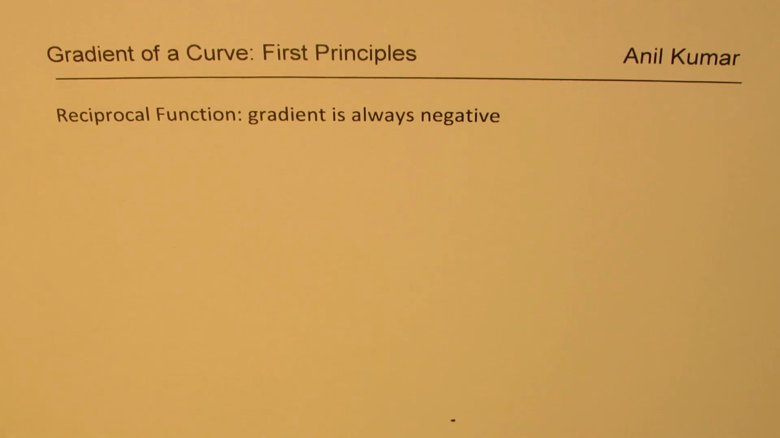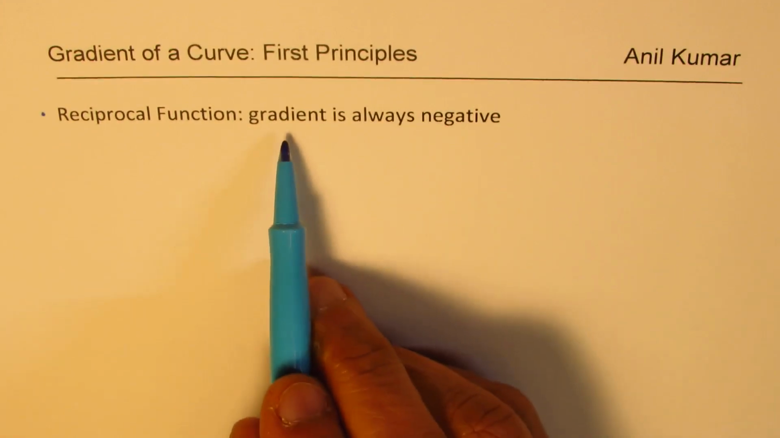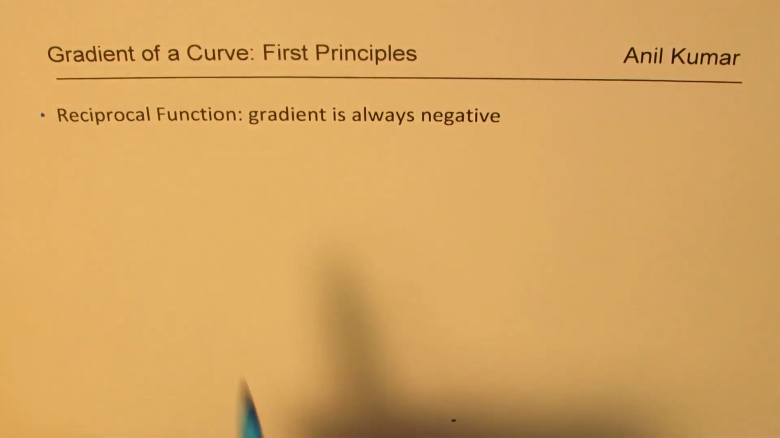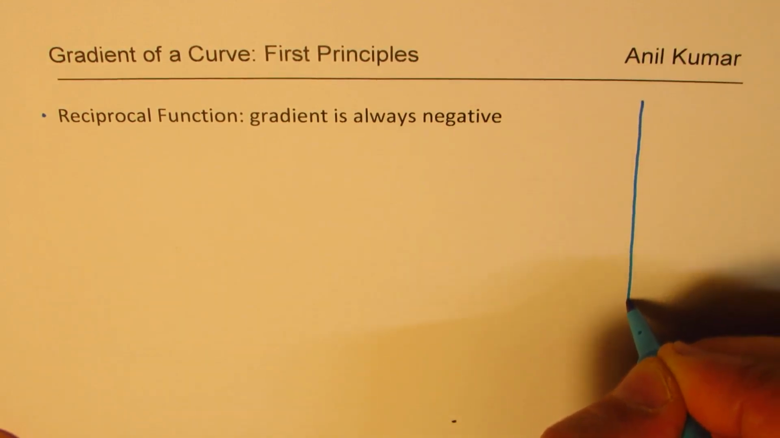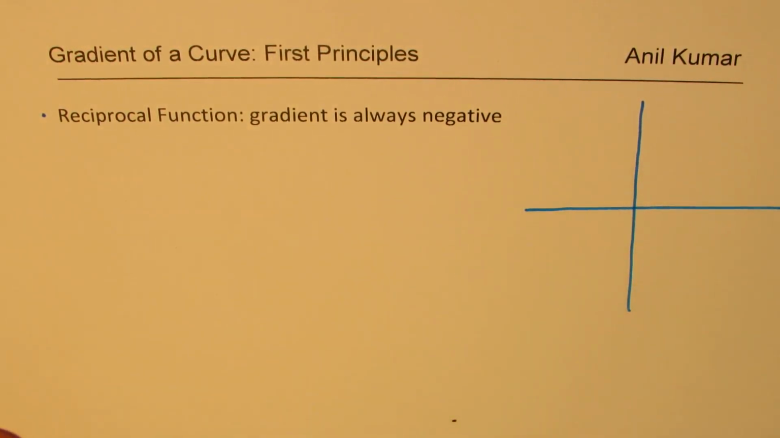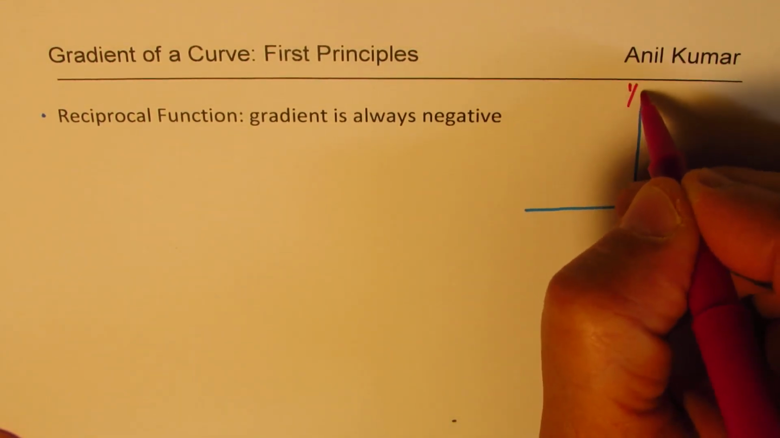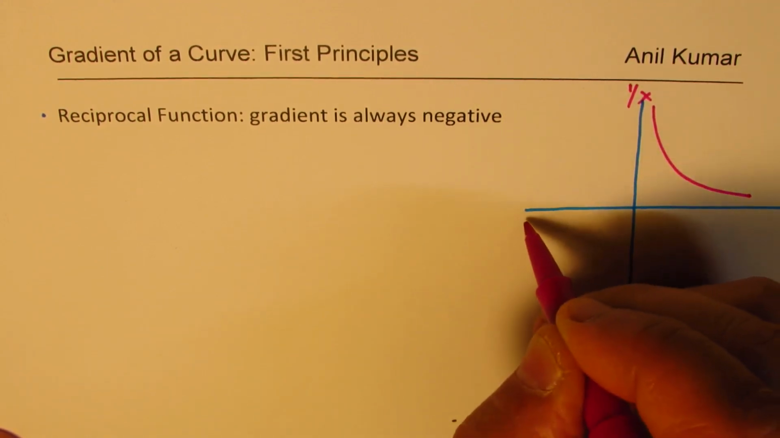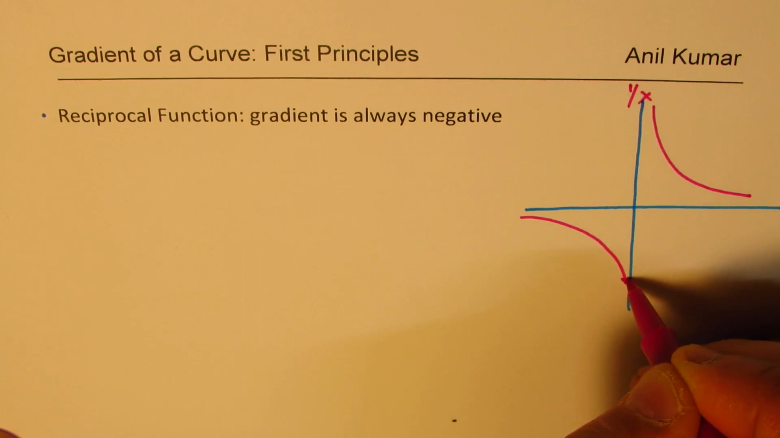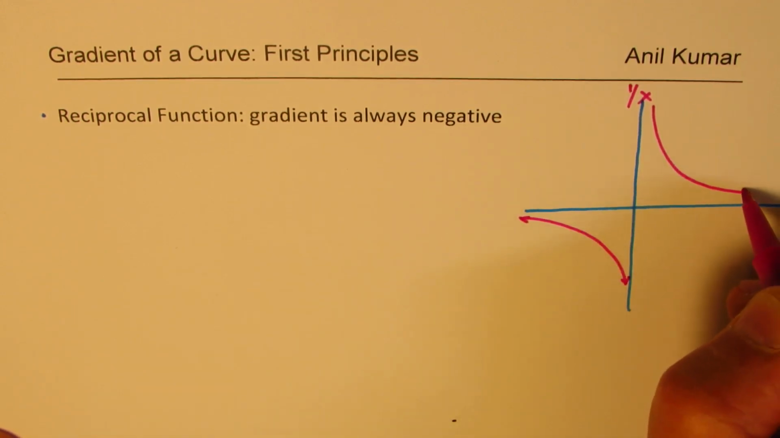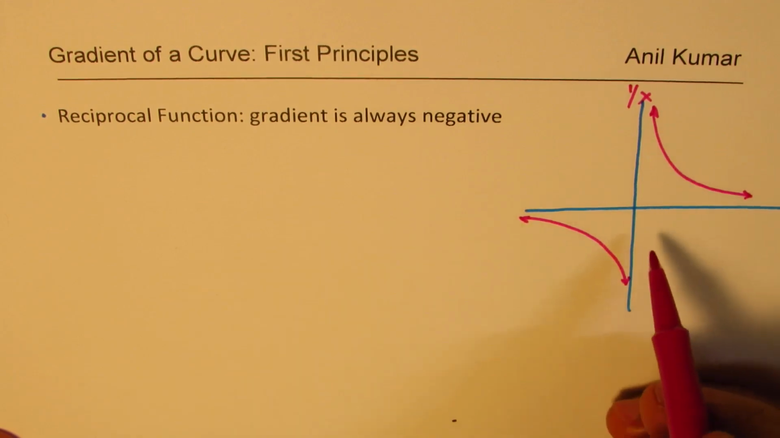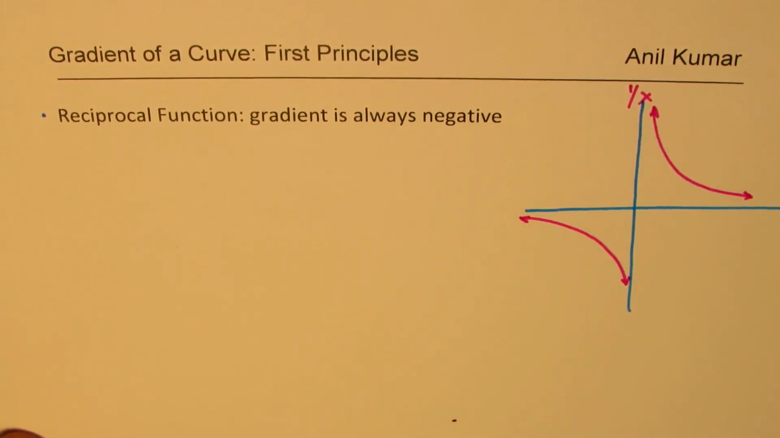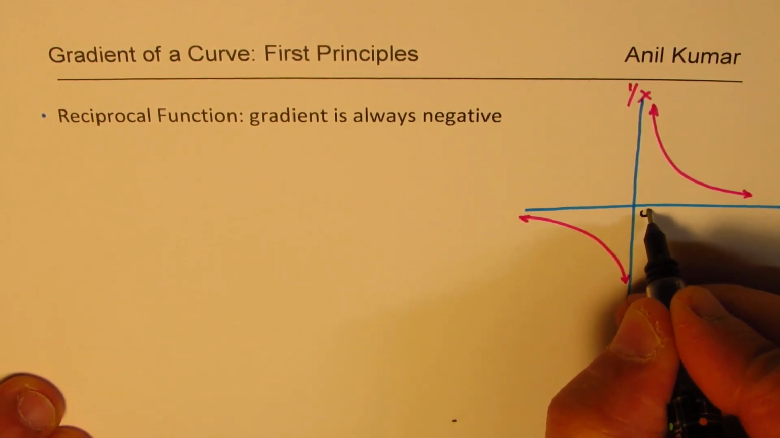So now we are going to look into reciprocal functions. The question here relates to the fact that the gradient is always negative for a reciprocal function. We're talking about the parent reciprocal function, which is 1 over x. The graph of such a function is, as you know, kind of like this. It is approaching 0 when x is very large, and when x approaches 0, it approaches negative or positive infinity, as you can see from the graph. Clear?